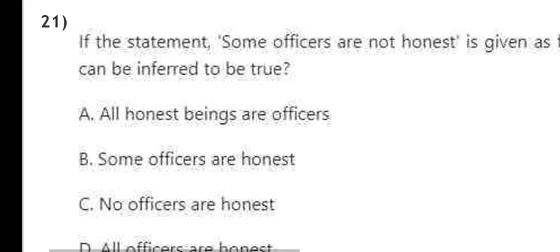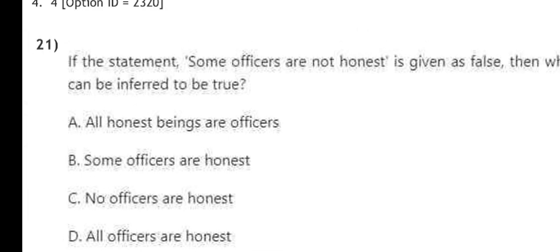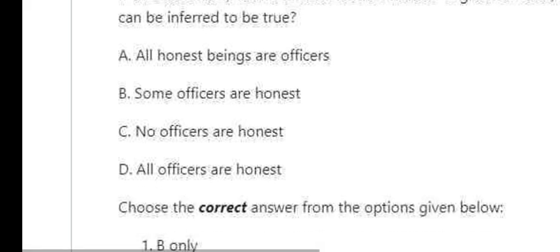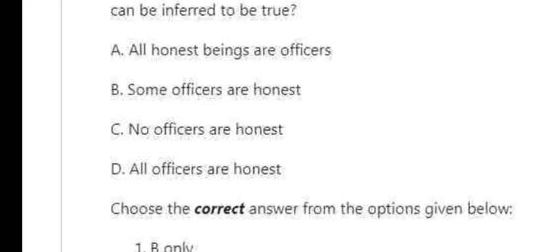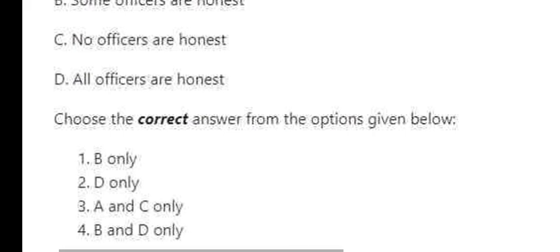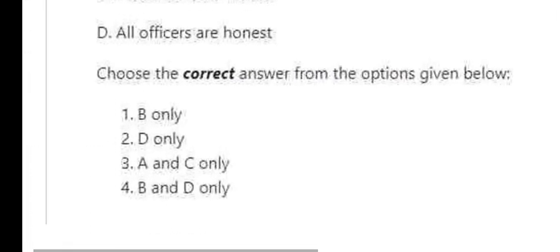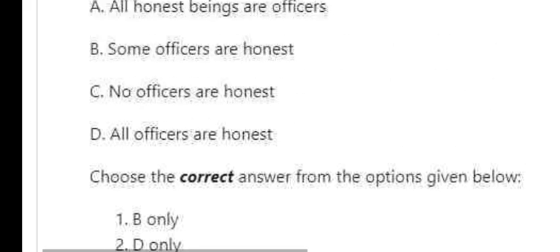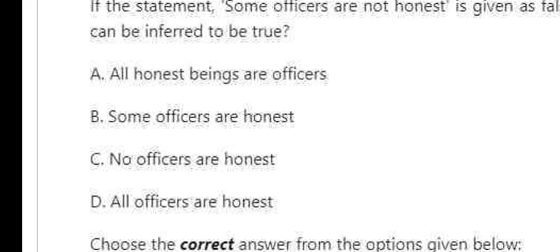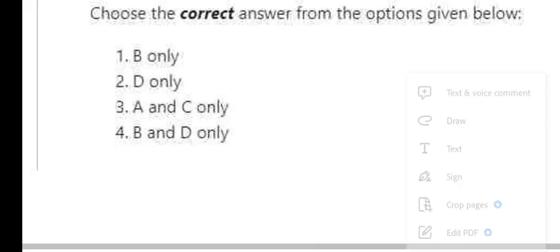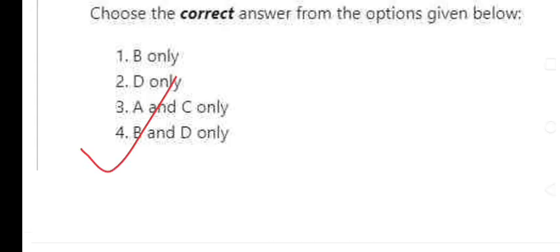Next, if the statement some officers are not honest is given as false, then which of the following statements can be inferred to be true? A, all honest beings are officers. B, some officers are honest. C, no officers are honest. D, all officers are honest. Choose the correct answer from the options given below: B only, D only, A and C, B and D. So it will be B and D will be correct.